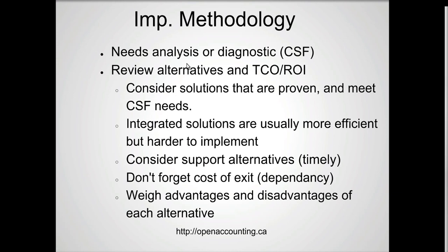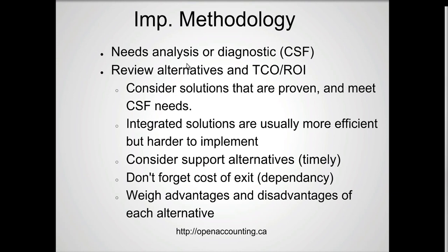So when looking at the alternatives and looking at total cost of ownership, we want to make sure to consider solutions that are proven and meet our critical success factor needs. We don't want to start with a solution that we're the first one or a guinea pig. We want to make sure this system has been implemented, and preferably in similar types of companies. As we talked about in the previous session, integrated solutions are usually more efficient but harder to implement, so that's something to keep in mind. Again, it depends on the situation of the company.